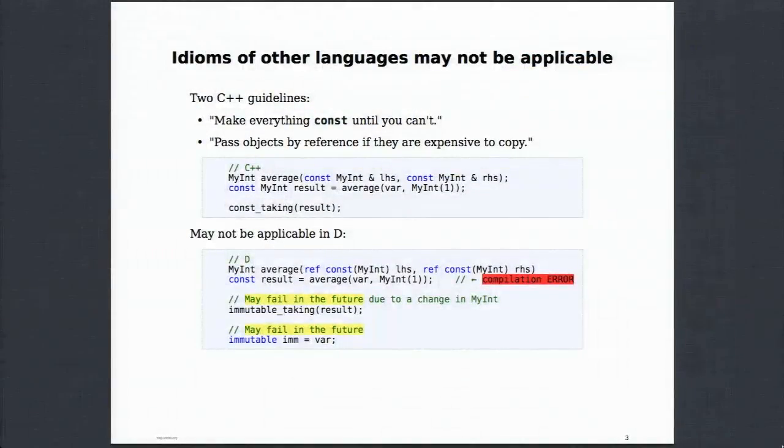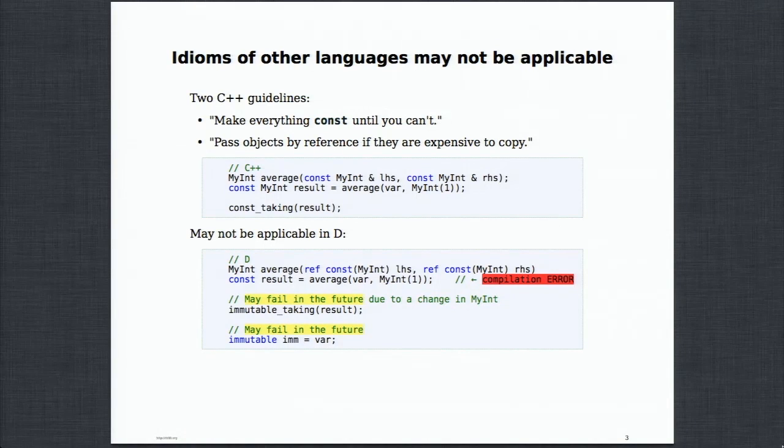Here's an idiom from another language, C++. I use C++ in my day-to-day job, so that's why I will mention C++ a few times here. There are 2 C++ guidelines up there. Make everything const until you can't, until it hurts. Everything const is a good thing. You want to know that something is not mutated by a function or by a context. Of course, if you really want to mutate it, now you have to remove that const.